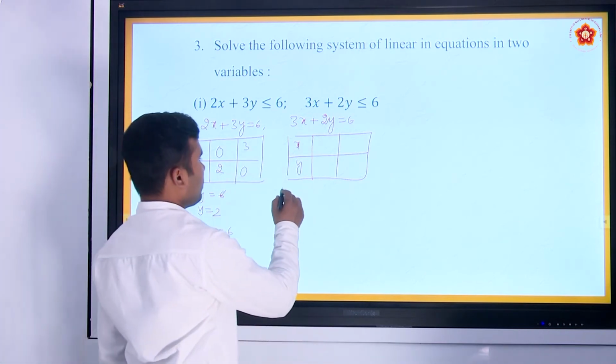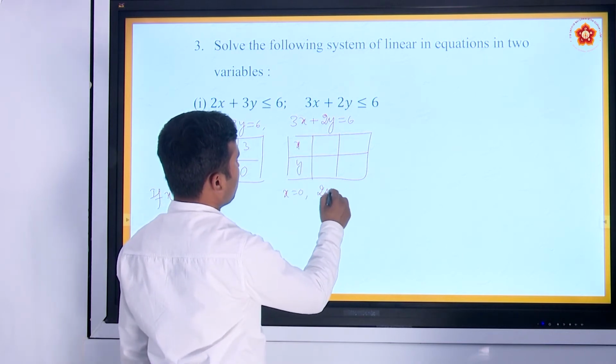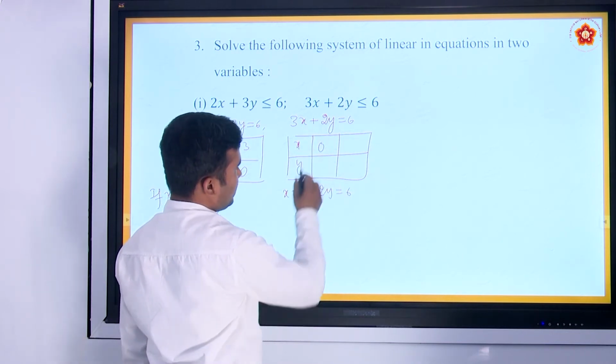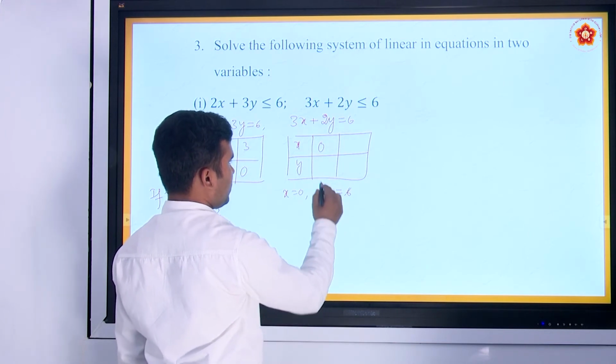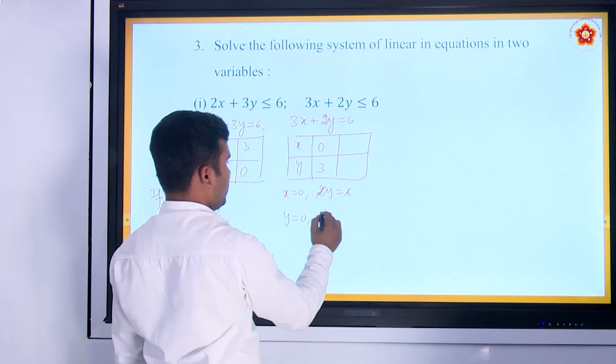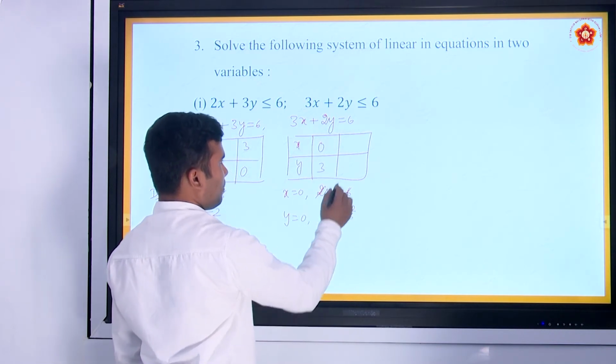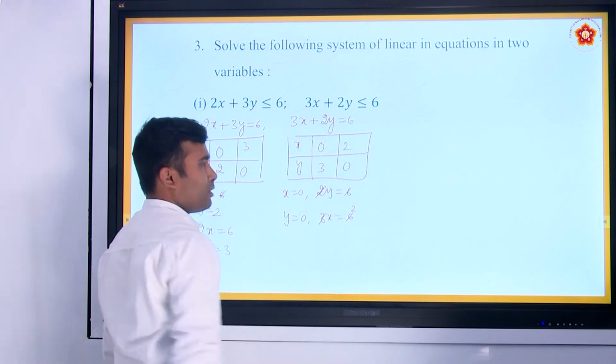And here x equal to 0. If x equal to 0, here 2y is equal to 6. 2 threes are 6. y is 3. And if y is equal to 0, then you have 3x is equal to 6. 3 twos are 6. So when y is 0, x will be 2.